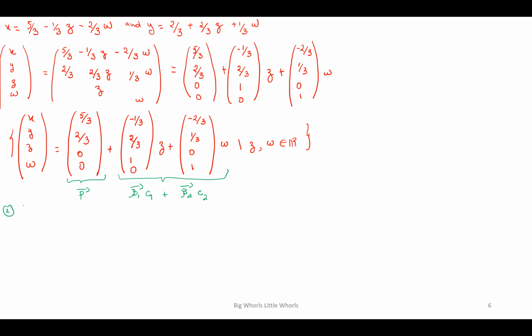Question 2 says identify the particular solution. The particular solution is 5 over 3, 2 over 3, 0, 0.